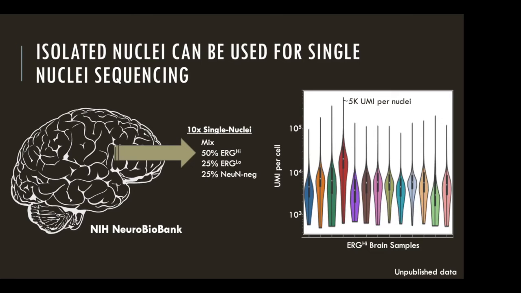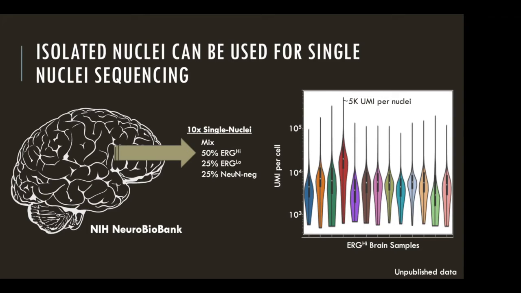And so the answer is yes, we can. These are all individual donors, and these are the UMIs per cell that we're getting from these multiple individual donors. We're getting about 5,000 UMIs. UMIs are unique molecular identifiers indicating individual transcripts, and we're getting about 2,000 to 3,000 genes from each of the cells we're looking at in these experiments, which is very comparable to other types of single nuclei experiments.